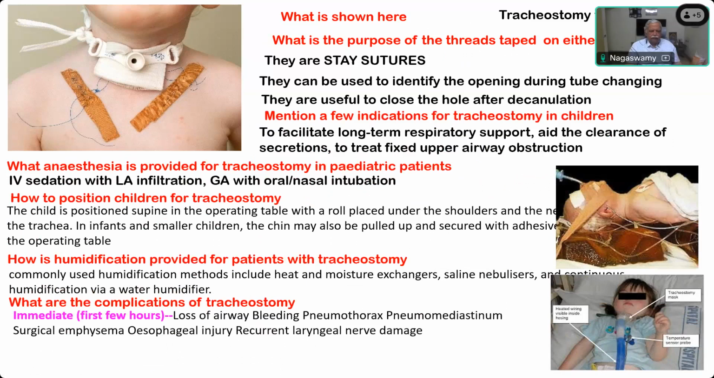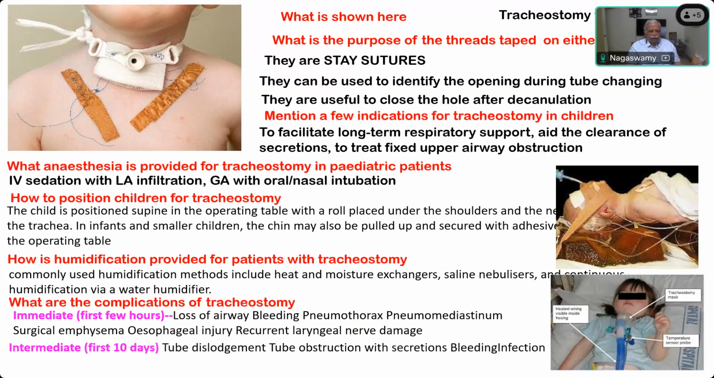Immediate, intermediate, and late. That is how you have to classify the complications. Immediate, within the first few hours: loss of airway, bleeding, pneumothorax, pneumomediastinum, surgical emphysema, esophageal injury, recurrent laryngeal nerve damage. Intermediate, in the first 10 days: tube dislodgement, tube obstruction with secretions, bleeding, infection. Long term: granuloma, vascular erosion, issues with neck skin integrity, and tracheal stenosis. So don't just start enumerating; classify them into immediate, intermediate, and long term.